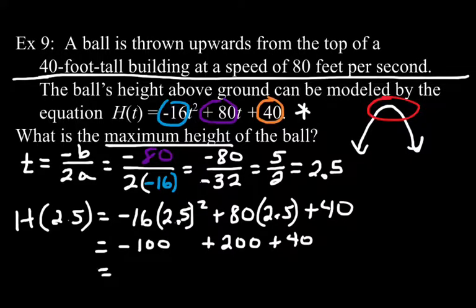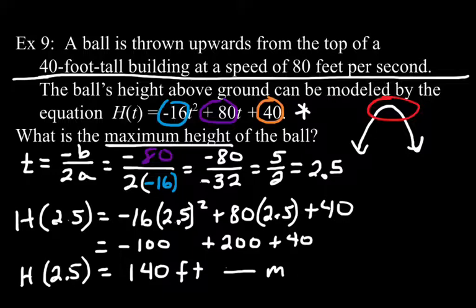We add those together, and again, you should do this on a calculator. I would if I had one sitting here, but I don't. So 140 feet is going to be our maximum height. That's the height after 2.5 seconds. So this is our maximum height.